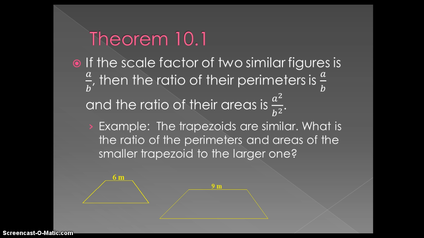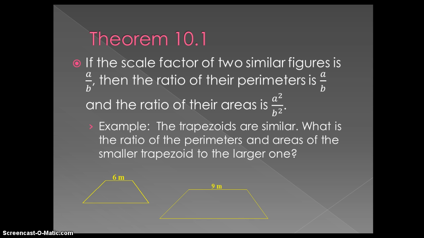It's Theorem 10.1. It does not have a special name. You just need to know conceptually what the theorem says. It says if the scale factor of two similar figures is A over B, then the ratio of their perimeters is the same as the scale factor, A over B, and the ratio of their areas is A squared over B squared. So let's look at an example to actually put this into practice.